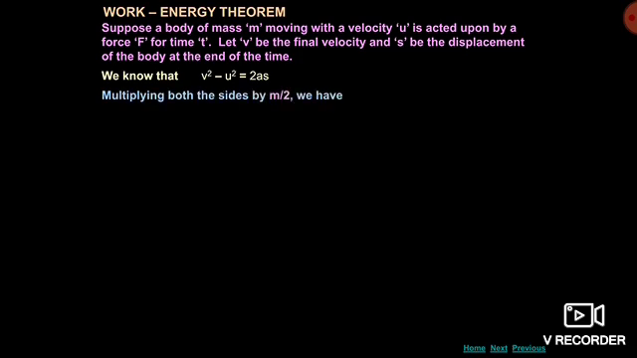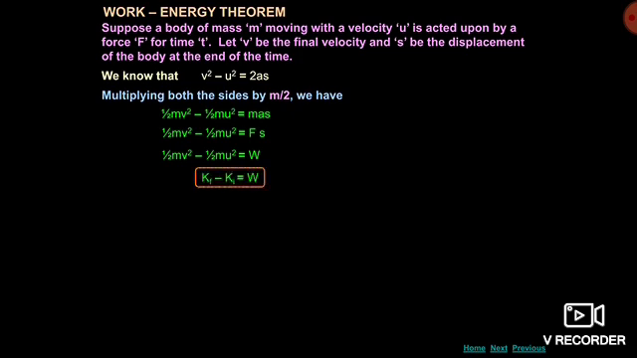Now we can multiply both sides by m by 2. You get half mv square minus half mu square is equal to m into a into s. Now m into a is force, mass into acceleration. So half mv square minus half mu square is equal to f into s, and f into s is work done. So we can write half mv square minus half mu square is equal to the amount of work done. It means final kinetic energy minus initial kinetic energy is equal to W.